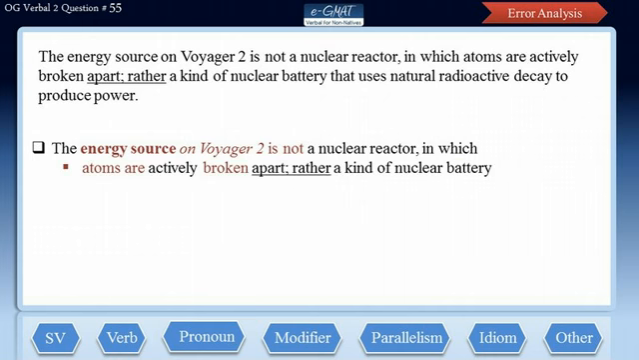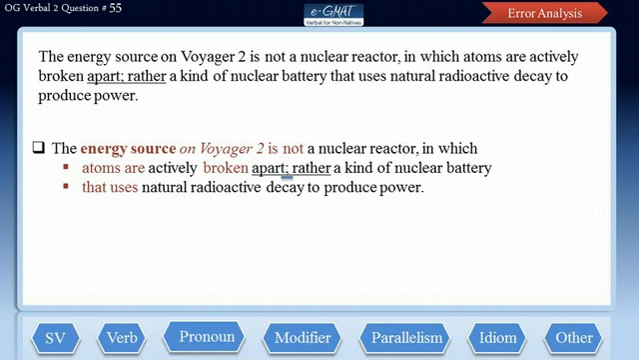The presence of which means we have another clause here that reads, atoms are actively broken apart, rather a kind of nuclear battery. Here atoms is the subject and are broken is the verb. The presence of that means we have another clause, and it reads that uses natural radioactive decay to produce power. Here that is the subject and uses is the verb. Now a semicolon joins two independent clauses, but what we have after the semicolon here is a fragment because this portion of the sentence does not have a proper subject verb pair.